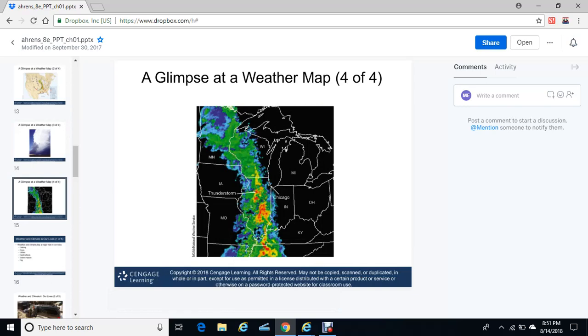Here's an example of a radar image, again just showing you what a thunderstorm would look like on a radar. Generally the color scheme is the reds and the oranges are your heaviest thunderstorm activity. The lighter greens and the blues are less intense precipitation.